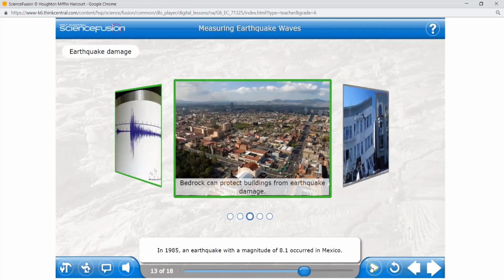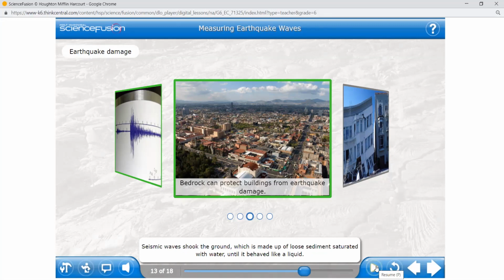In 1985, I'm showing you pictures so that at least you look at them and try to listen. Listen to this now. In 1985, an earthquake with a magnitude of 8.1 occurred in Mexico. Many people were killed and many buildings collapsed in Mexico City. Mexico City is located on the loose sediment of an ancient lake basin. This geology increased the intensity of the earthquake.